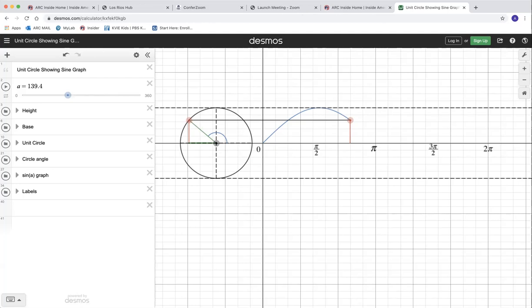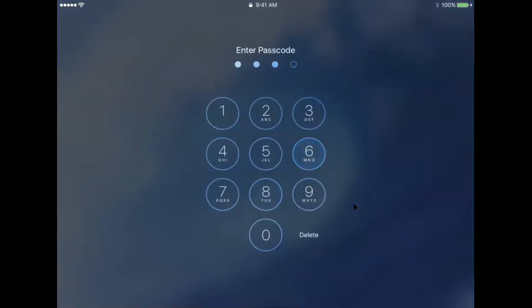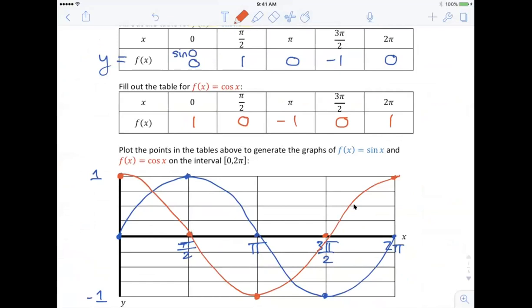So next, we saw my password for my iPad.